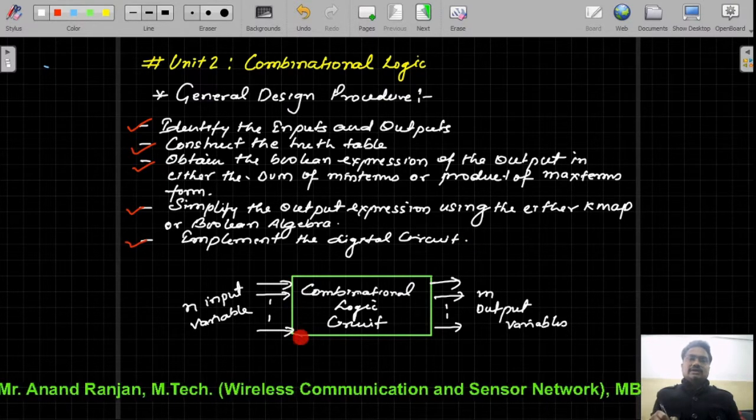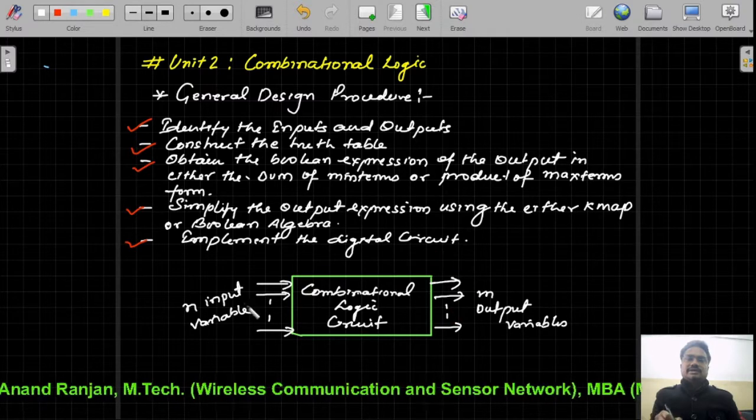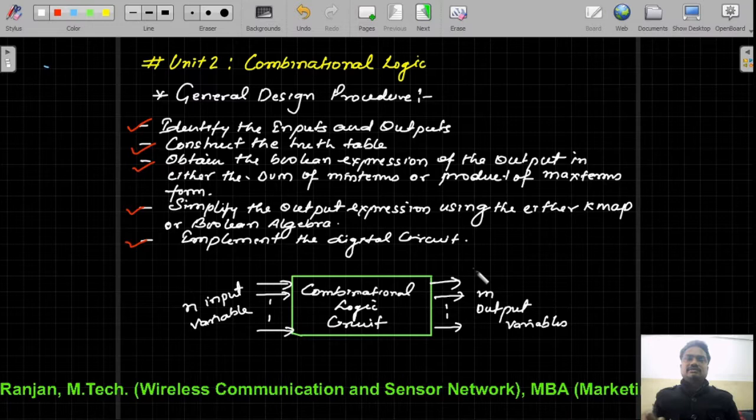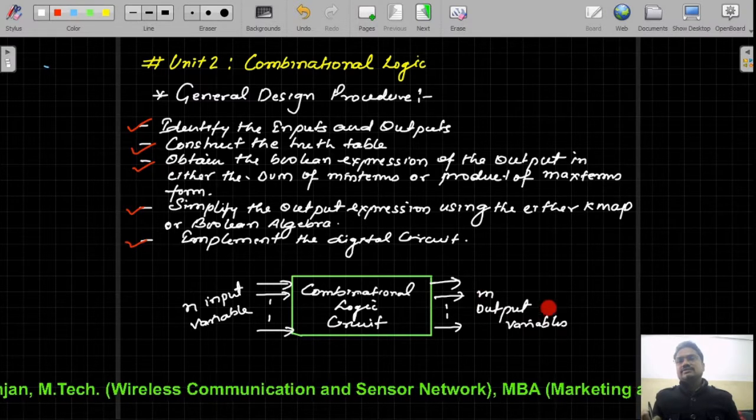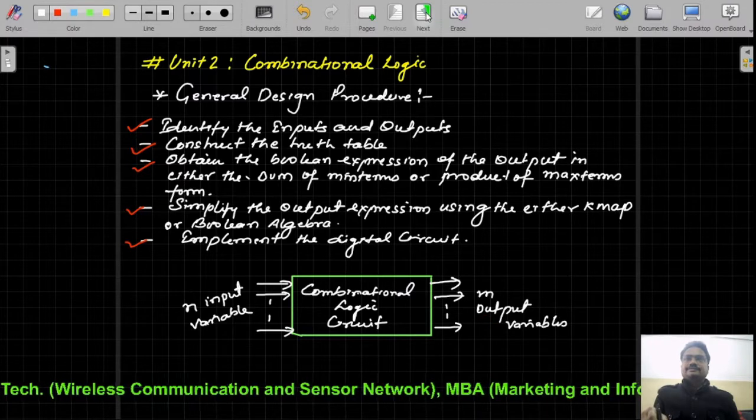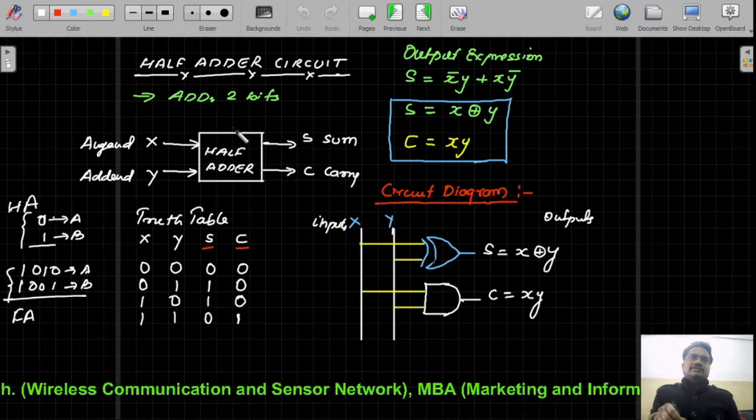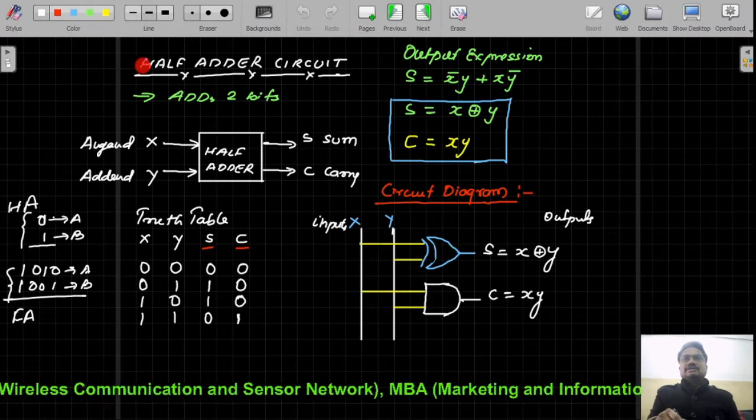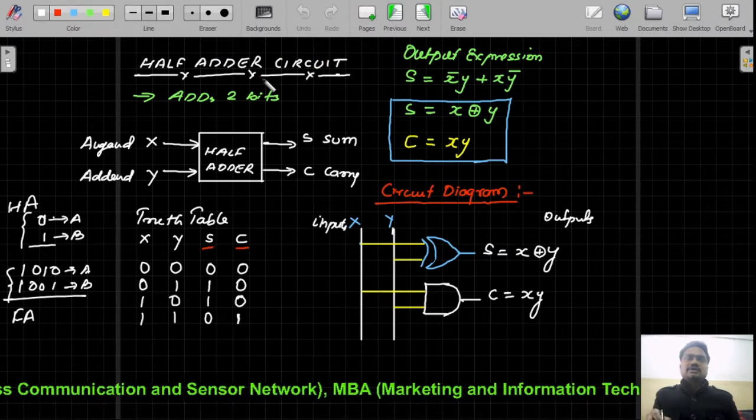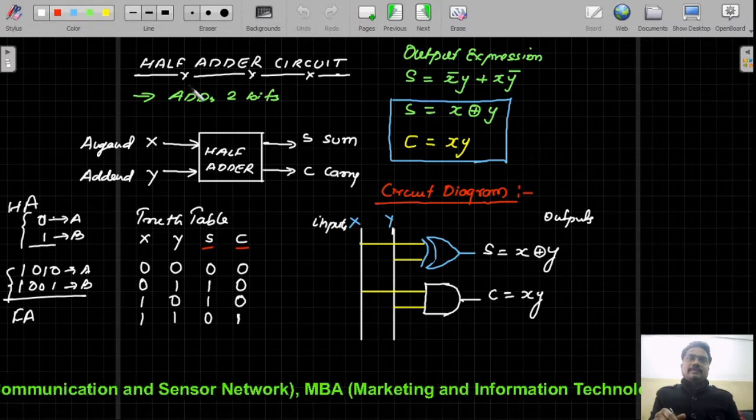So this is the fundamental block diagram of a combinational circuit, in which on this side we are considering the n input variables, and on the other side we are considering the m output variables. We'll start with the first combinational circuit, which is the half adder circuit, and of course this half adder circuit is used to add 2 bits only.